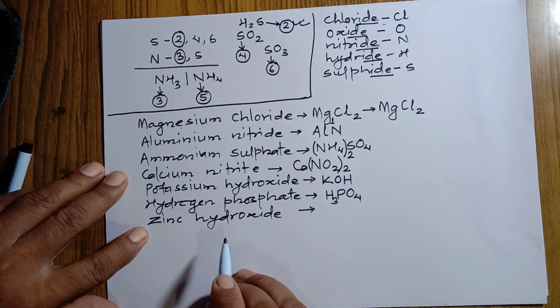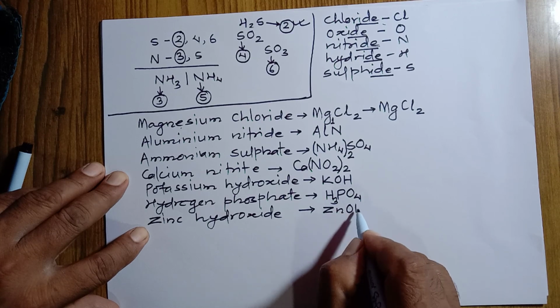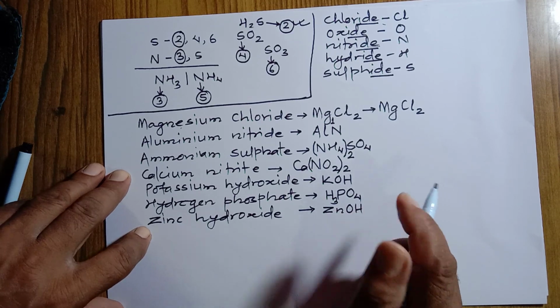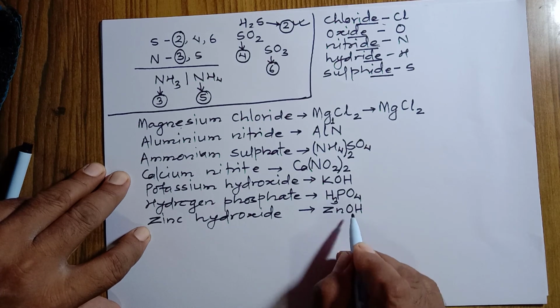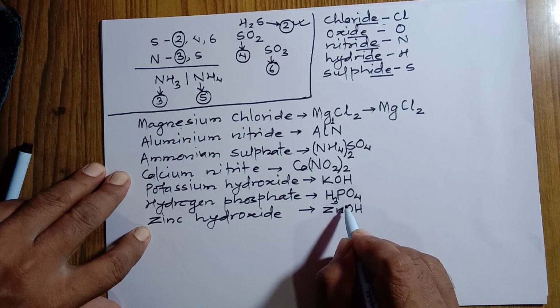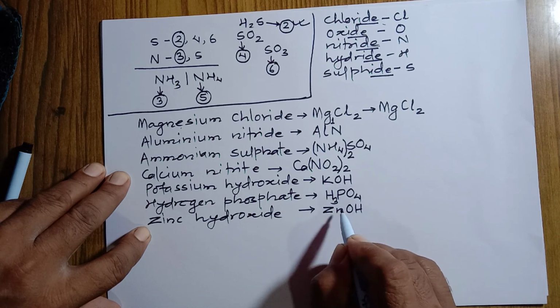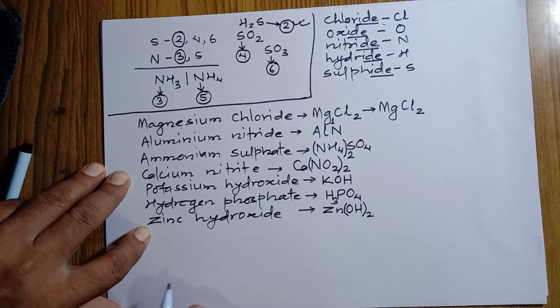In the same way, zinc hydroxide. Zinc is Zn, hydroxide radical, its formula is OH. Zinc valency 2, hydroxide valency 1. We don't have to transfer 1. That's why the valency of zinc, if transferred to hydroxide, then we have to take hydroxide in bracket, Zn(OH)2.